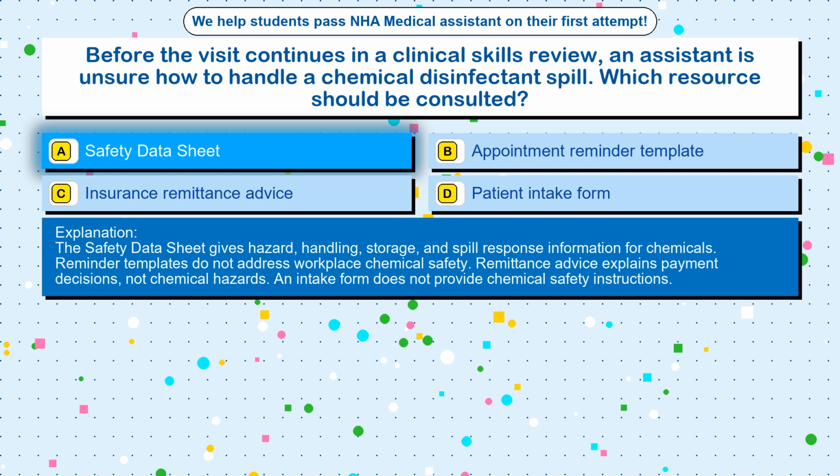The safety data sheet gives hazard, handling, storage, and spill response information for chemicals. Reminder templates do not address workplace chemical safety. Remittance advice explains payment decisions, not chemical hazards. An intake form does not provide chemical safety instructions.